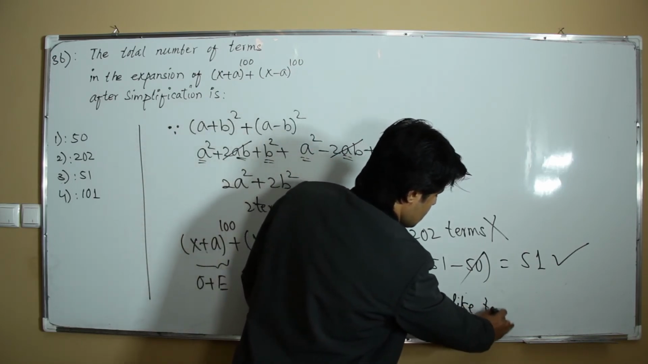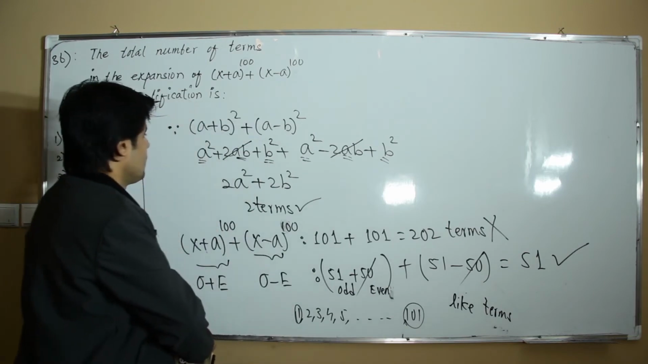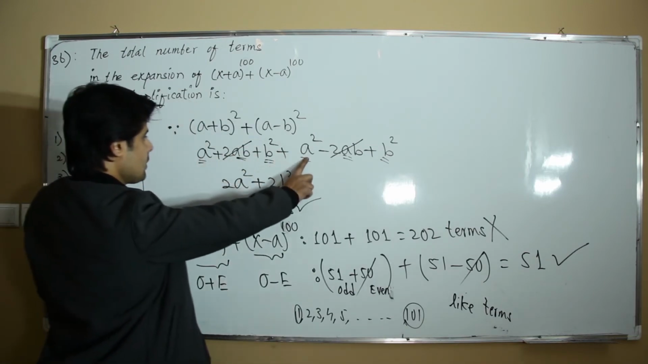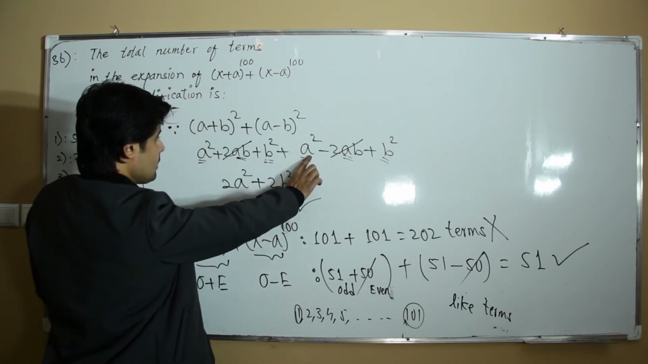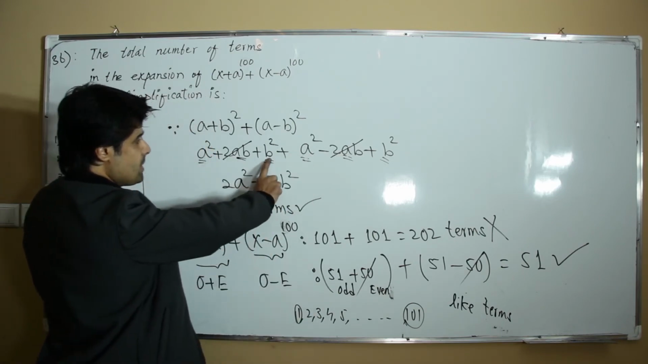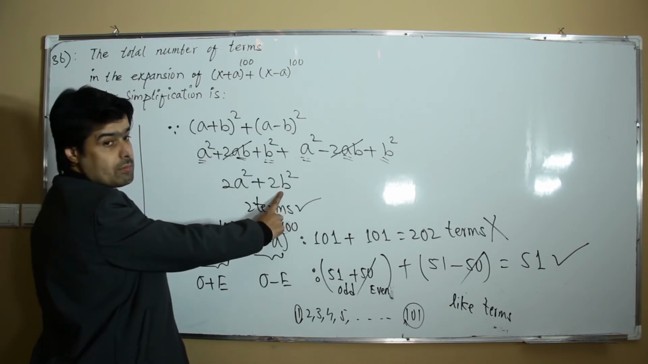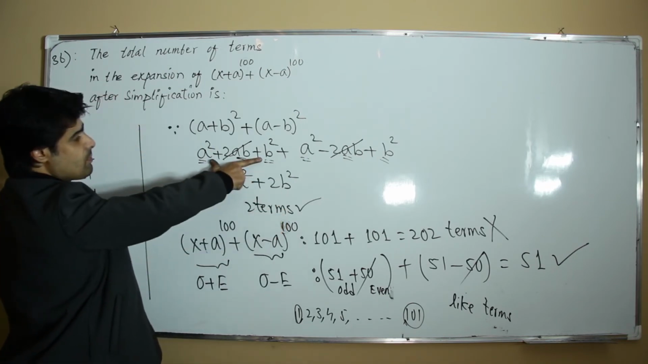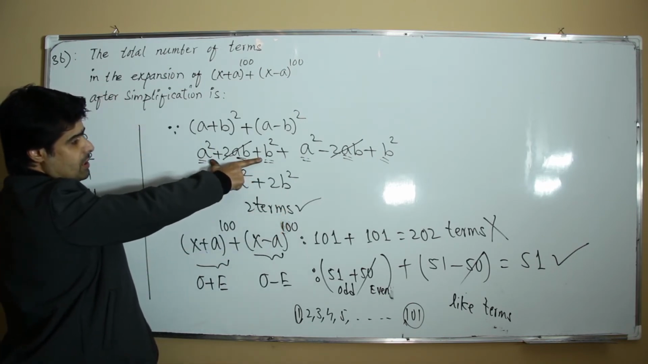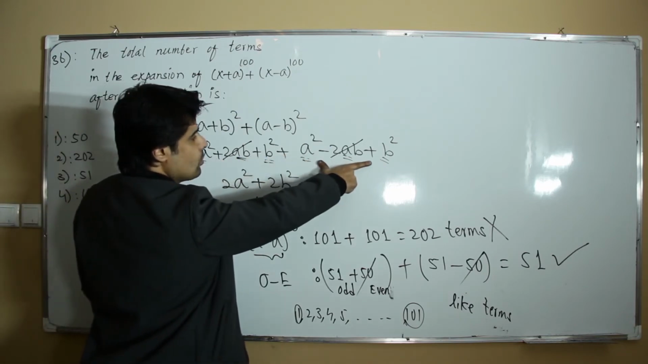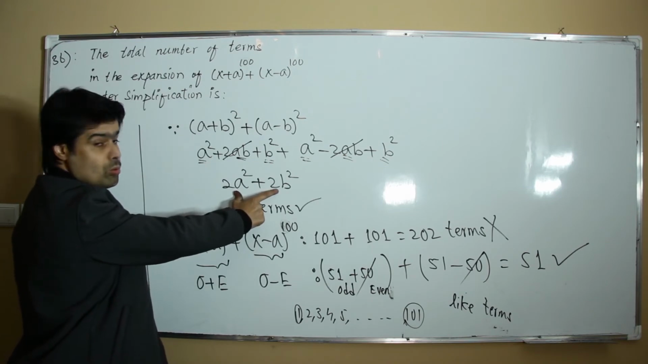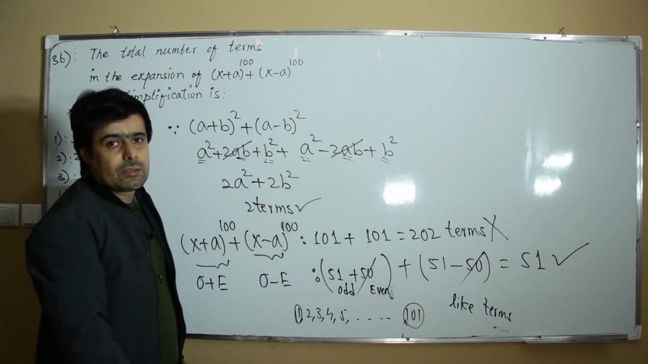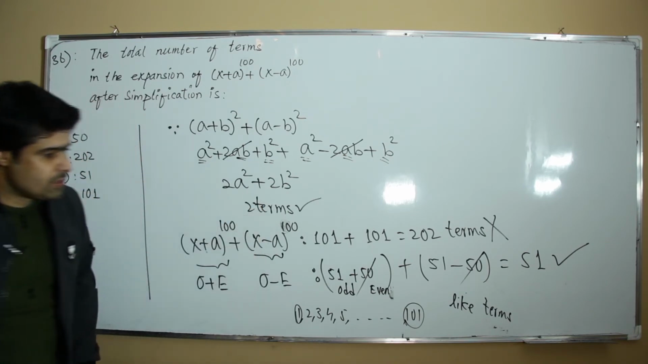Like terms. Listen here. We have this one with this one. It's not 4 terms. This one with this one is 1 term. B square with B square is another term. So how many terms do we have in here as like terms? We have 2, we have 2. And the summation of 2 with 2 is again 2 like terms. I think you have got it. Write it, please.